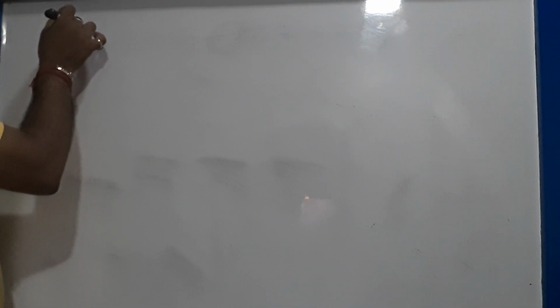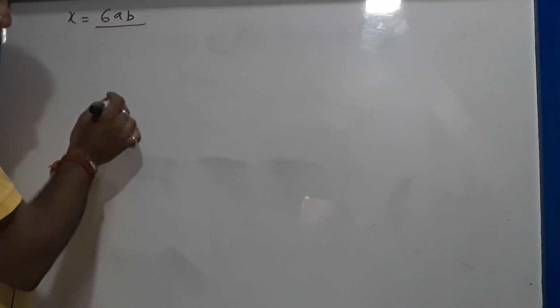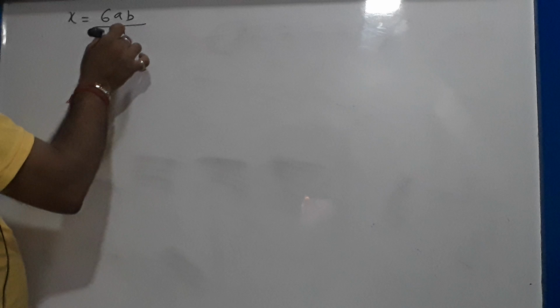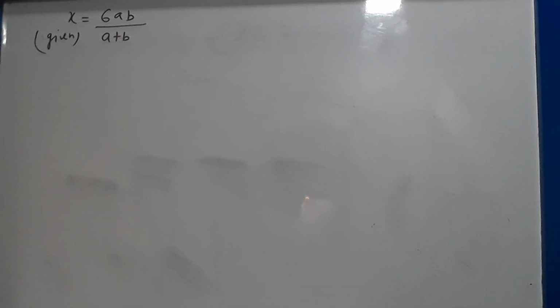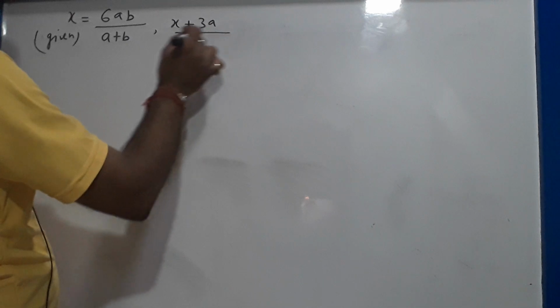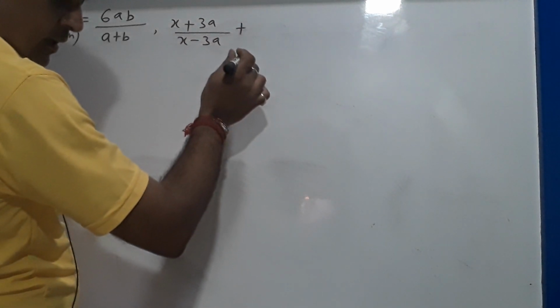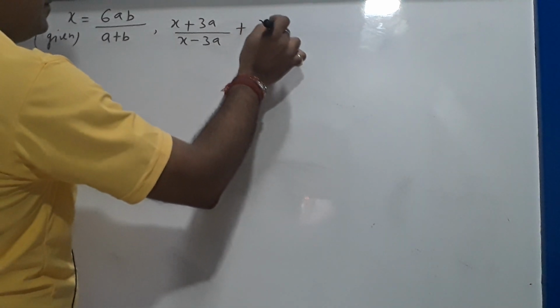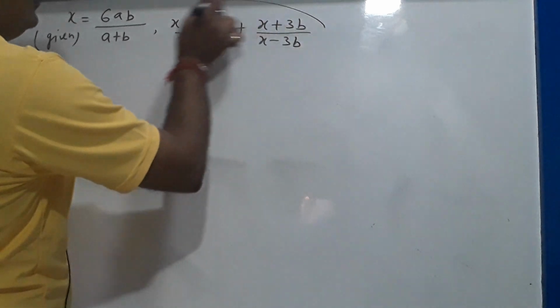Let us take one question. x is equal to 6ab upon a plus b, given. Then find the value of x plus 3a upon x minus 3a plus x plus 3b upon x minus 3b. Find the value of this.